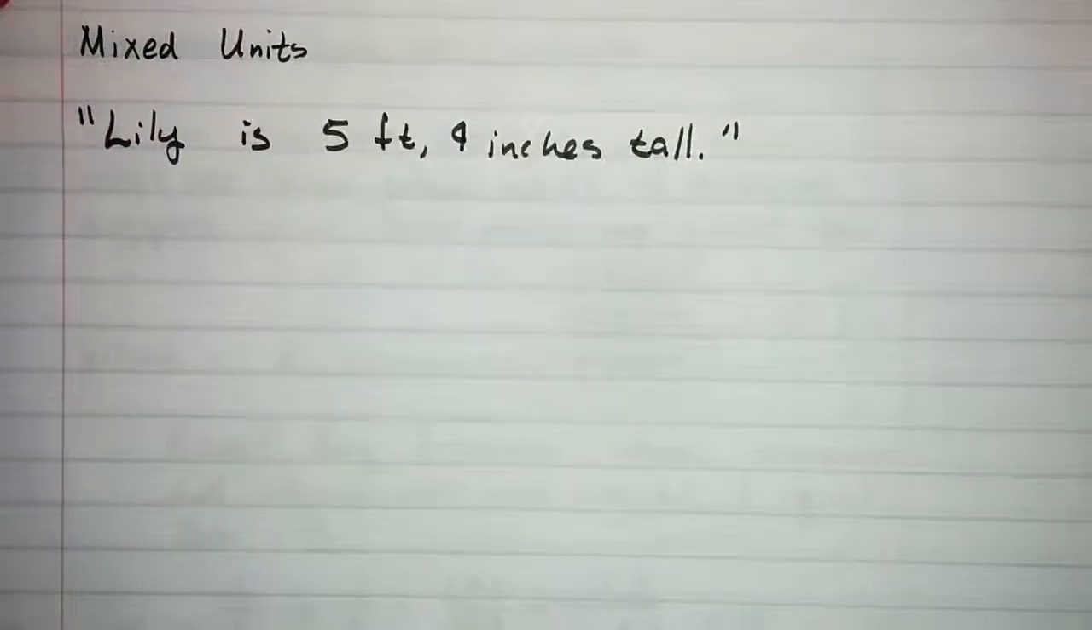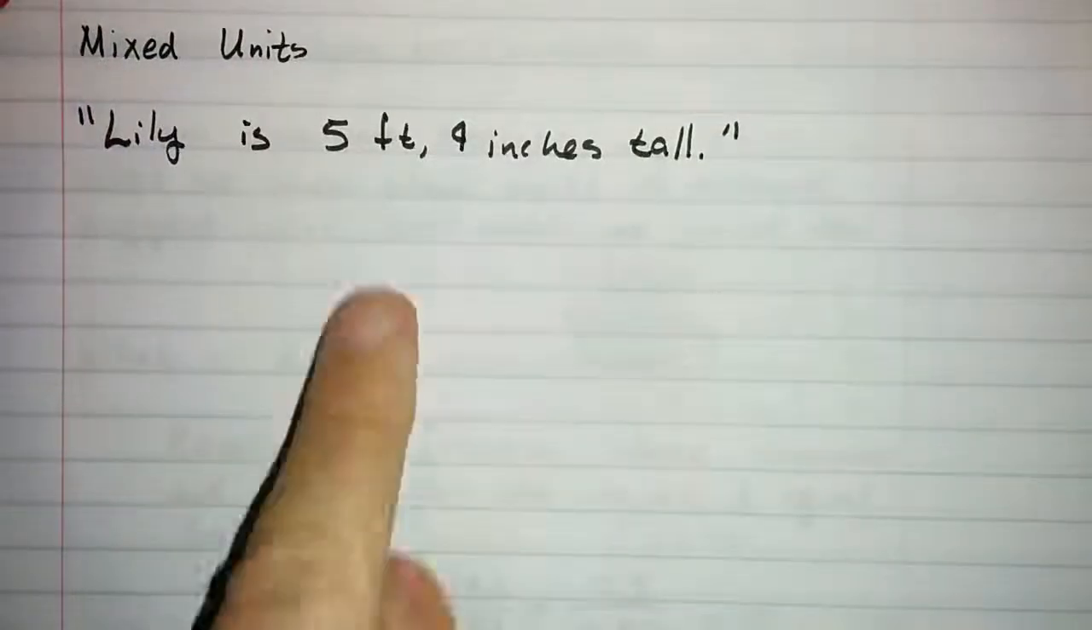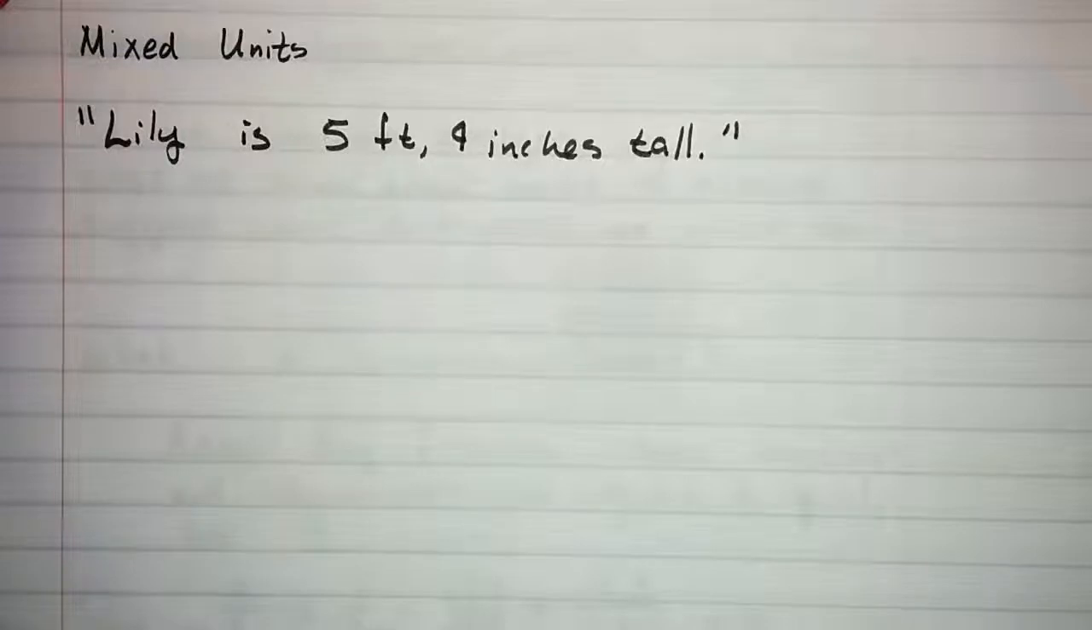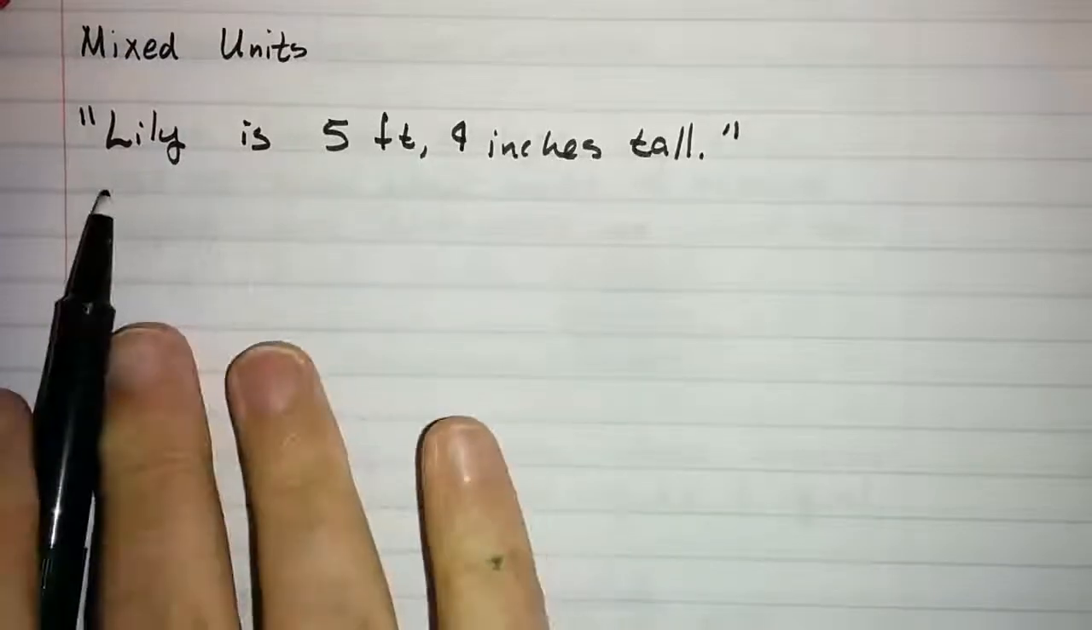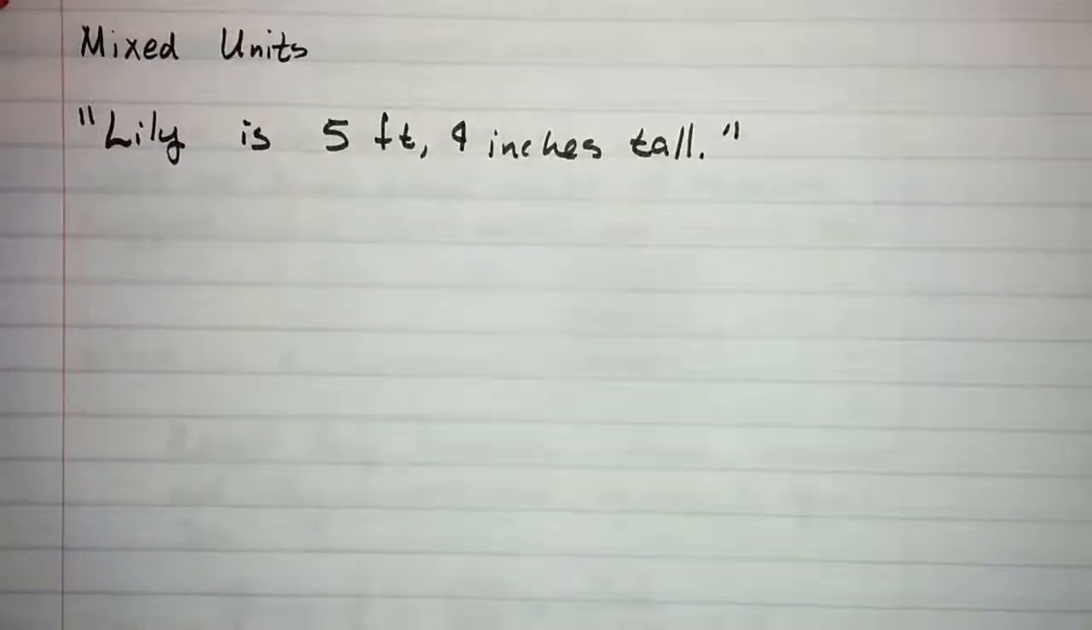Very often in the U.S. system, when we don't have a whole one of a larger unit, we refer to mixed units. So, for example, it's very common to say something like, Lily is 5 feet 9 inches tall. This is a mixed unit. In this case, we're describing Lily's height as a mixture of feet and inches.